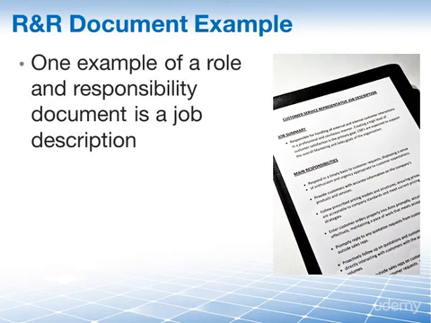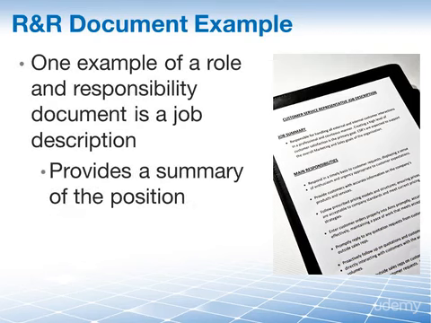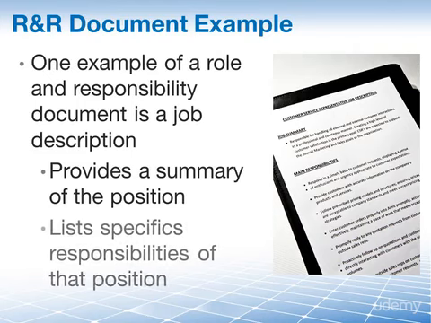A job description usually contains a summary of the position and then a list of specific responsibilities of that particular position, like a column in a RACI chart. Just look at the column of the person in a RACI chart, and wherever there is an R, an A, a C, or an I, this is what the roles and responsibilities document will talk about.